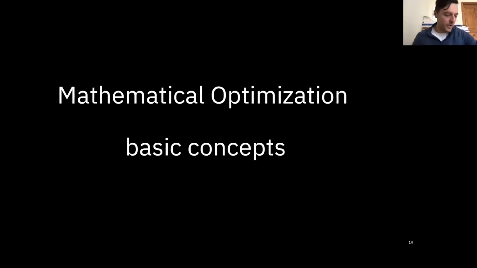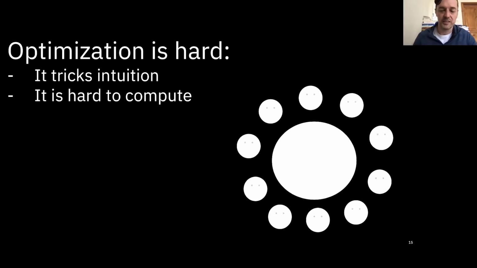And now I'm going to the optimization itself, and I will explain the basic concepts around something called linear programming, which is a basic form of optimization. First, I want to remind you that optimization is really hard. This is an example that will show you how hard optimization is. The first thing is that it tricks the intuition. You think you can handle this, but you can't.